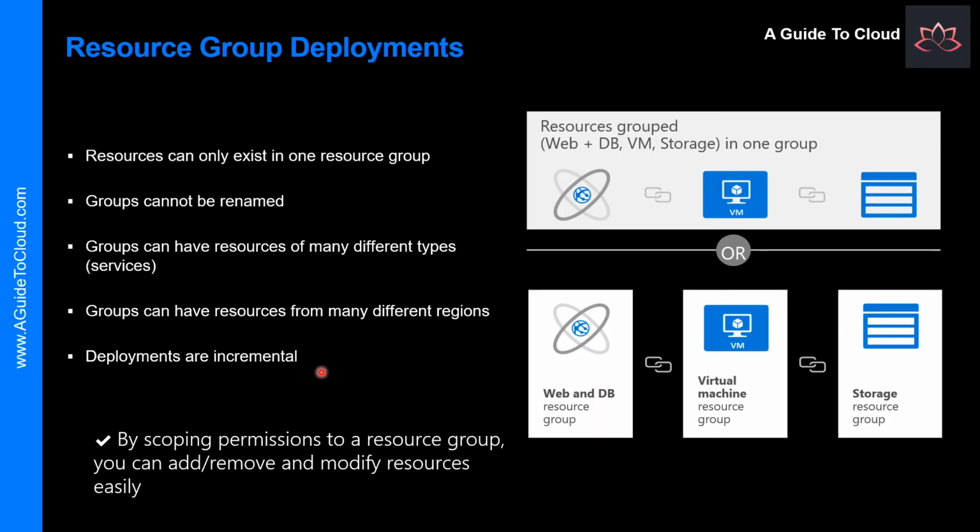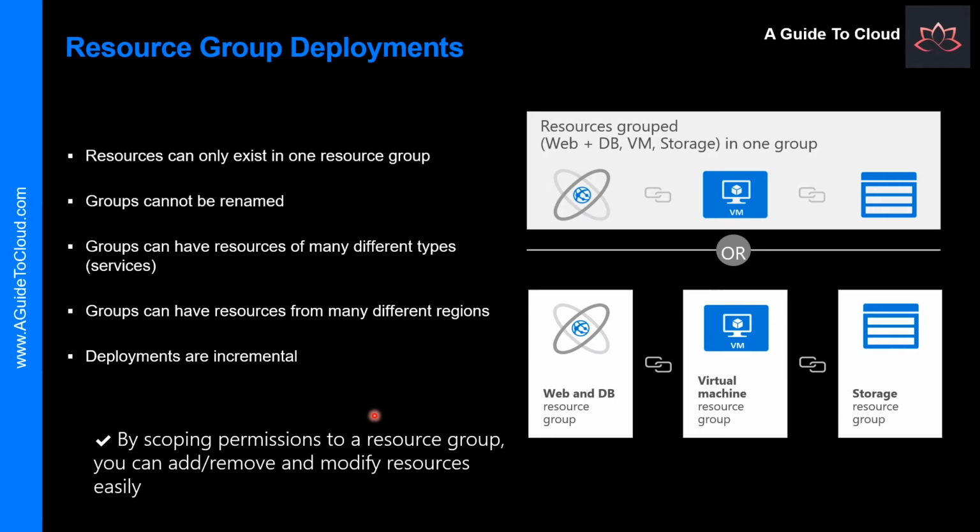So you need to be aware of some of the considerations. Resource groups are at the simplest a logical connection of resources. There are a couple of small rules for resource groups. Resources can only exist in one resource group, and these resource groups cannot be renamed. And you need to understand that resource groups can have resources of many different types and services in one single group. And a resource group can have resources from many different regions as well.